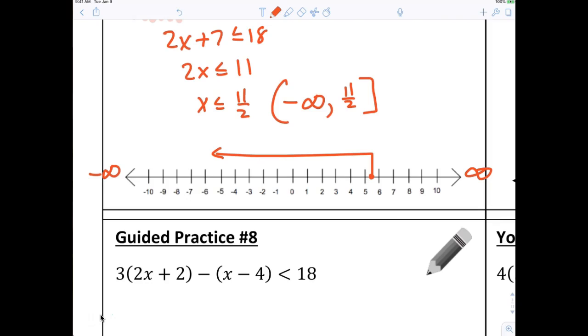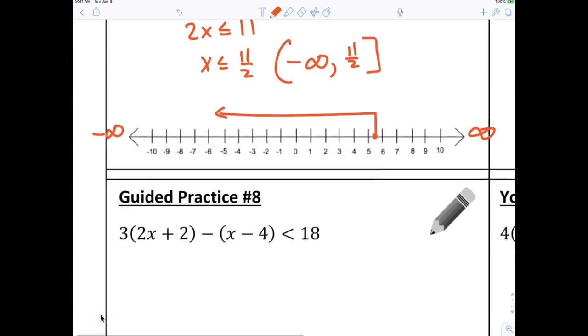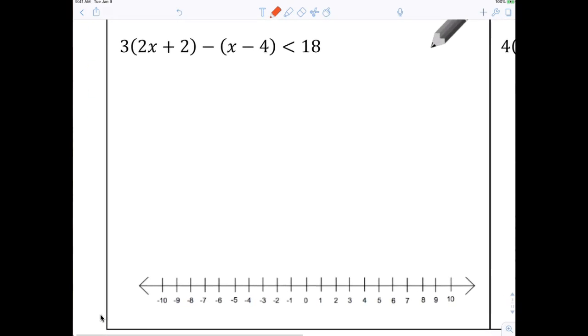All right, let's try the next one. The next one, we have to use the distributive property and then combine terms. 30 seconds, go, chop, chop. Let's go.